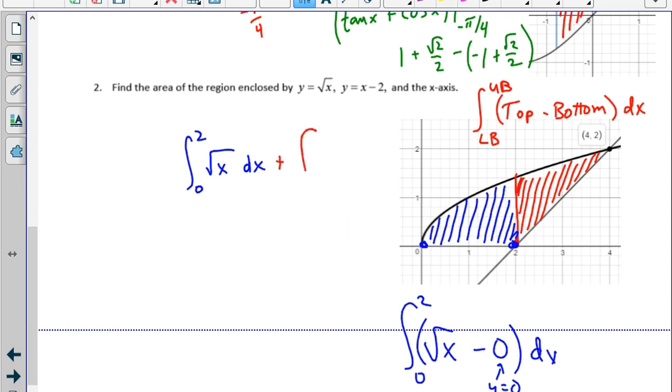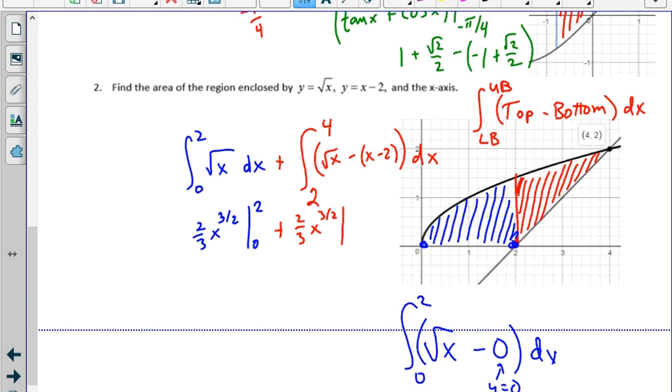Now we're going to add that to the red region, which is the integral from 2 to 4 of the top curve, which is once again the square root of x, minus the bottom curve, which is the line x minus 2 dx. And so when we do this, we have 2/3 x to the 3 halves, and that's evaluated from 0 to 2. And then I'm going to add it to, I'm sorry, minus 1/2 x squared plus 2x, and that's evaluated from 2 to 4.